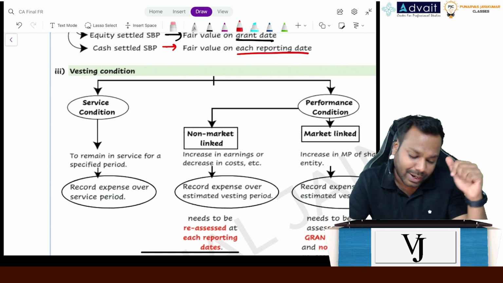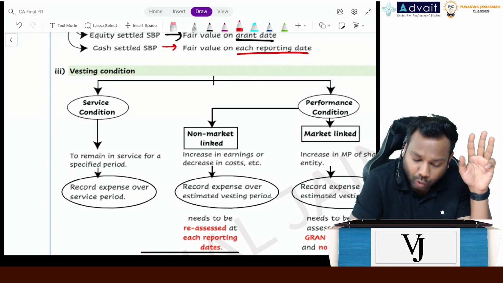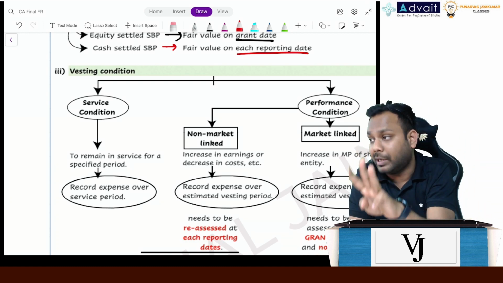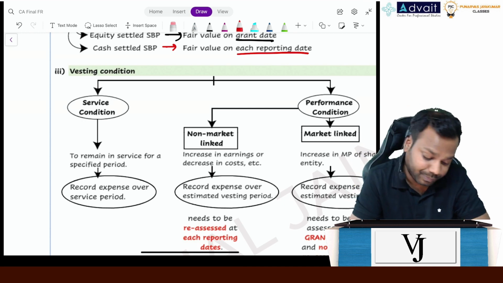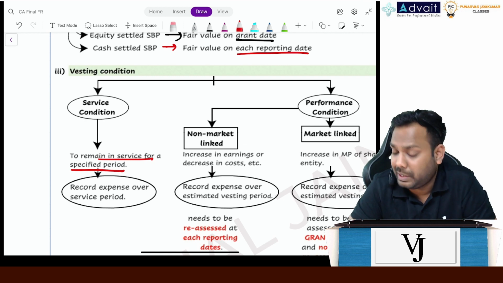So now what is happening here, this 3-year period is called a service condition. The only thing the employee has to do is to serve the company for 3 years. That is called a service condition. To remain in service for a specified period is called a service condition.